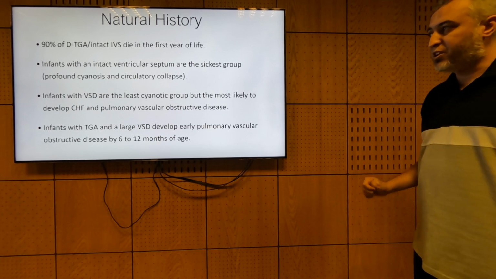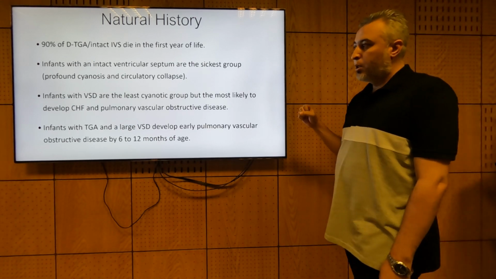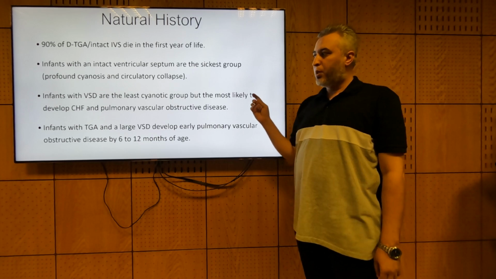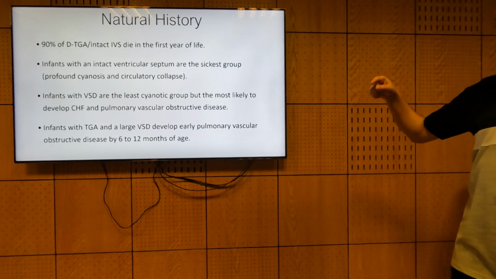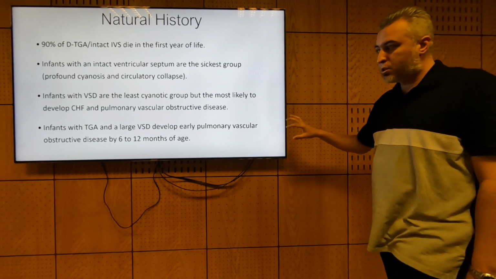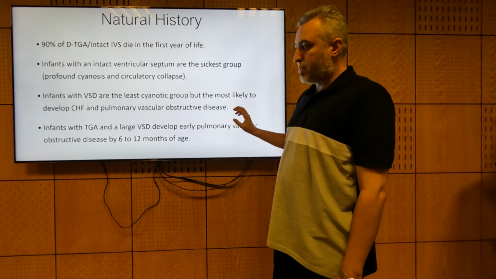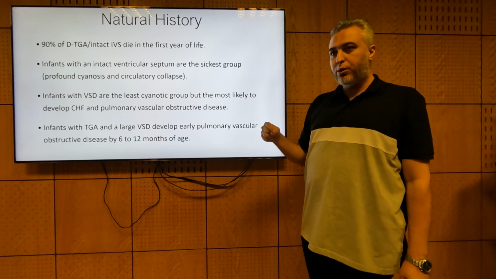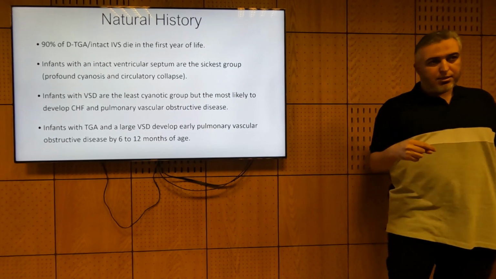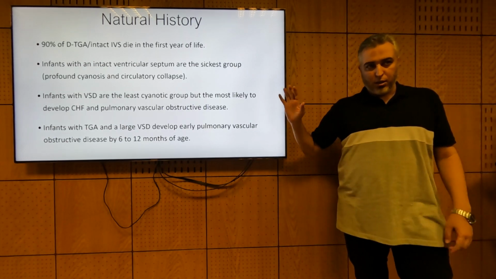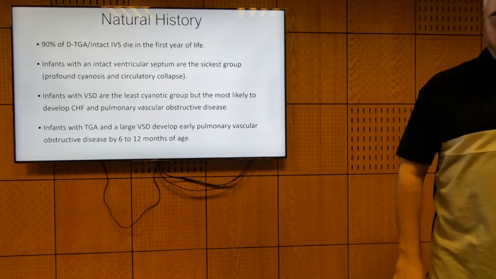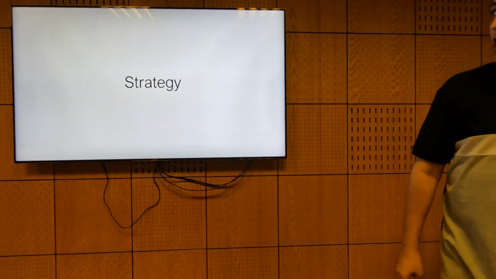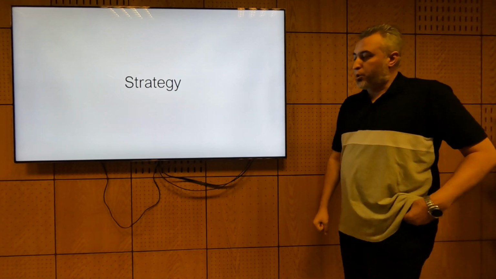On the other hand, patients with VSD are less cyanotic, but then they also quickly develop congestive heart failure and pulmonary vascular disease, and this happens a lot earlier than other lesions with the same size of VSD. So patients with TGA tend to develop pulmonary vascular disease a lot earlier than other patients who have the same size of the VSD. Again, we've discussed that thoroughly last time. So we want to talk about strategy.